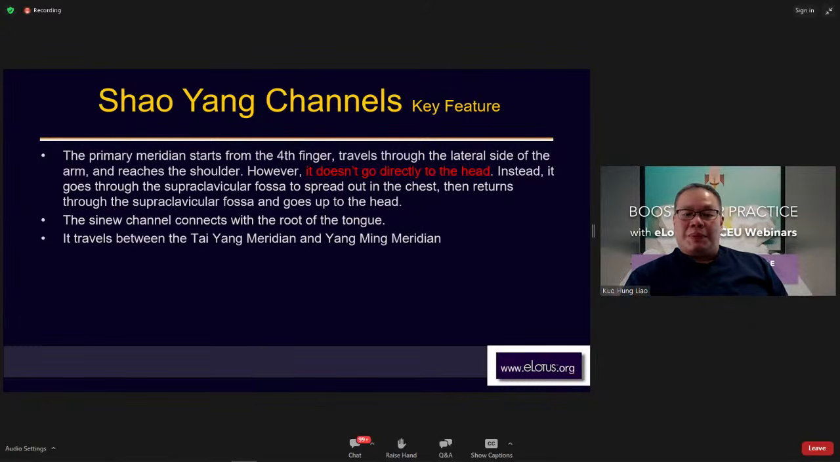And also it travels between the Taiyang meridian and Yangming meridian. So basically same thing, Shaoyang is in between. So not just in between the flexor and extensor muscles, it's in between different parts of the yang channel. So it's in between. Okay. And we're done with the hand Shaoyang, and let's go to the foot Shaoyang.